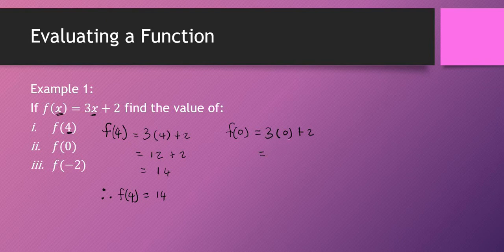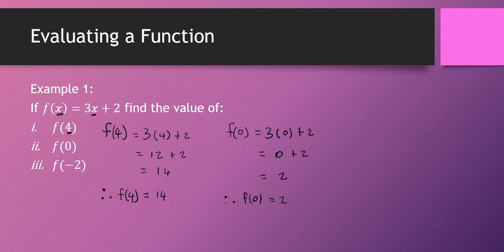Remember that 3 bracket 0 implies 3 times 0. So 3 times 0, that is just 0. Put back your plus 2. Then 0 plus 2, that is 2. So therefore, we now know that f of 0 is equal to 2.